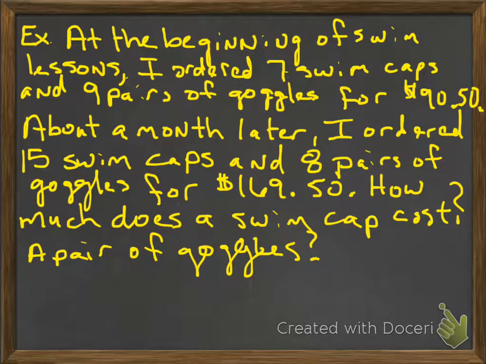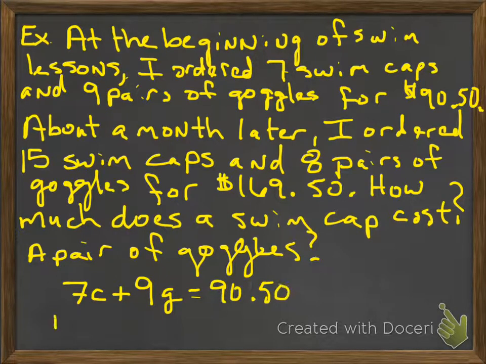The next one, here we go. At the beginning of swim lessons, I ordered 7 swim caps and 9 pairs of goggles for $90.50. About a month later, I ordered 15 swim caps and 8 pairs of goggles for $169.50. How much does a swim cap cost, and how about a pair of goggles? This is a simple money problem. So I'm going to say 7C plus 9G equals $90.50, where C is the cost of a swim cap and G is the cost of a pair of goggles. Then I got 15C plus 8G equals $169.50.